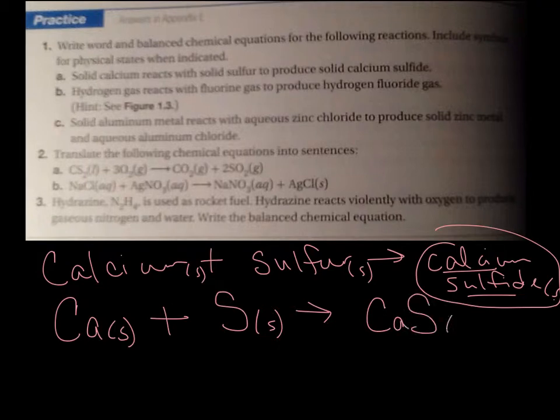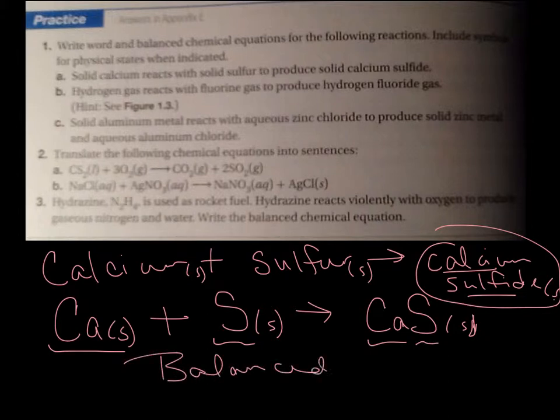The last part, that's a solid state as well, the last part is to balance it. Now we're going to look to see if it's balanced already. We have 1 calcium atom over here, 1 sulfur atom. On the product side, we have 1 calcium and 1 sulfur. So this is balanced. You have to do no more.